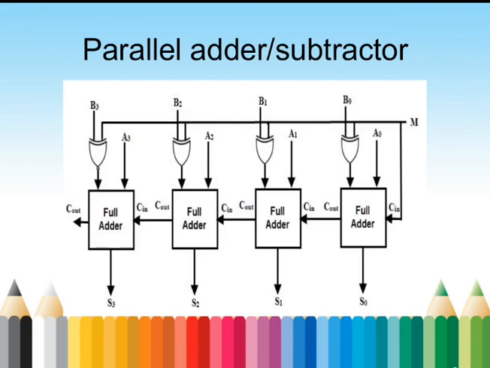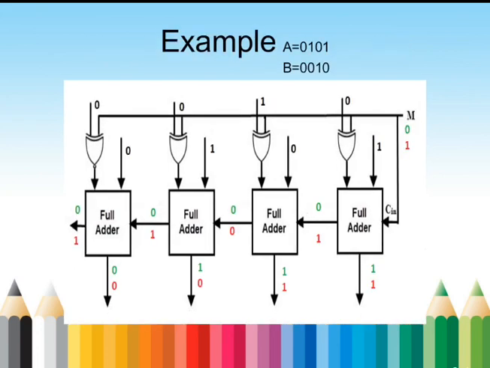Let us examine this parallel adder cum subtractor with one simple example. If I consider A as 0101, the equivalent is 5, and B as 0010, the equivalent is 2. In this block diagram, the black color binary numbers represent input values. The green color binary numbers represent the parallel addition operation, and the red color binary numbers represent the parallel subtraction operation. First we will examine the parallel addition operation.